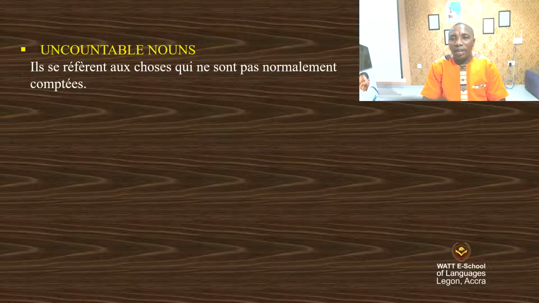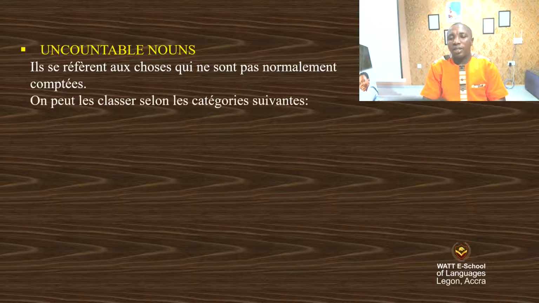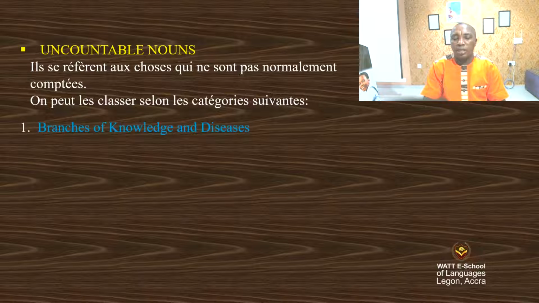They can be classified according to the following categories. So let's see the categories in which uncountable nouns can be classified. 1, branches of knowledge and diseases.